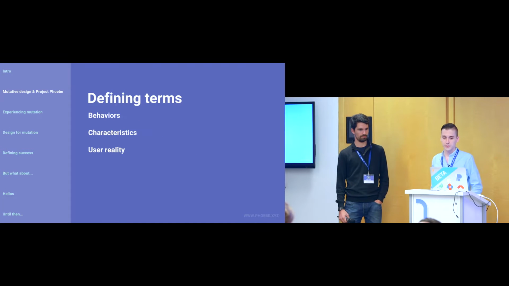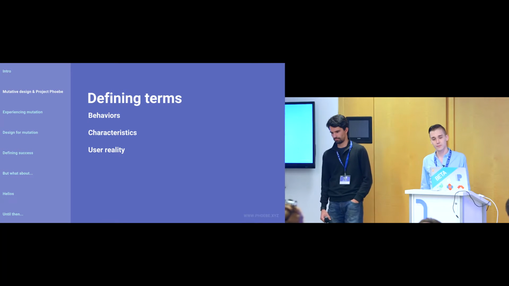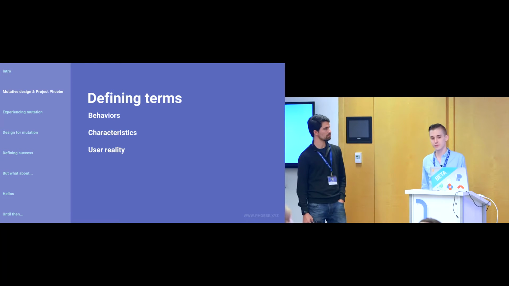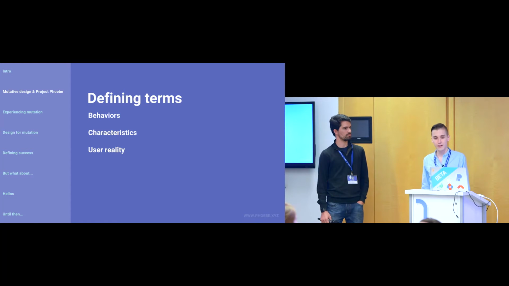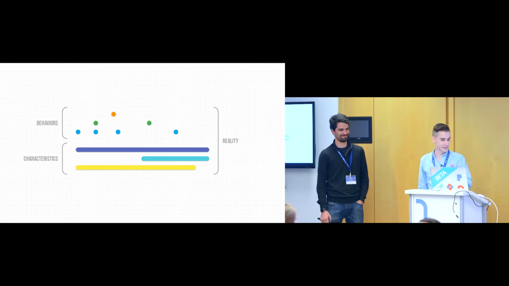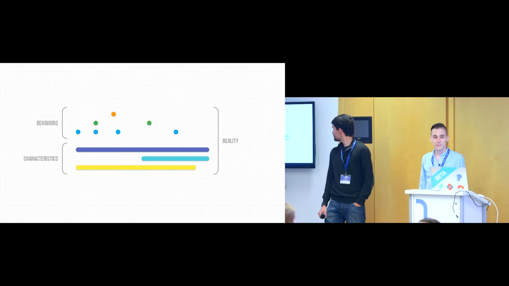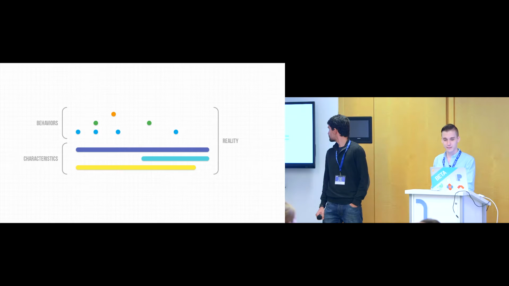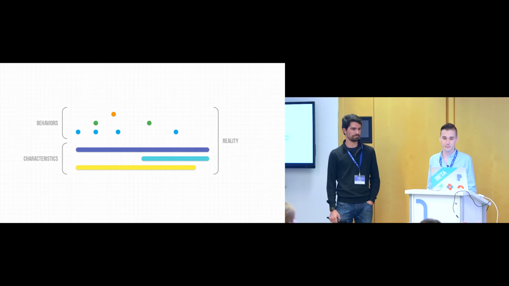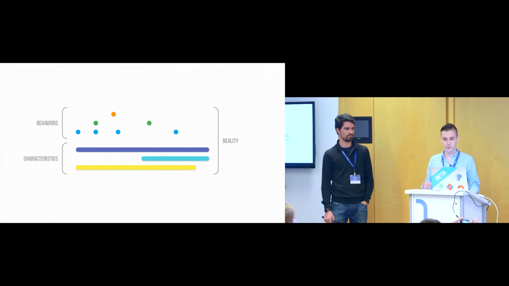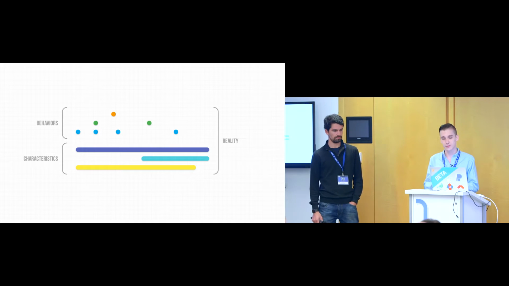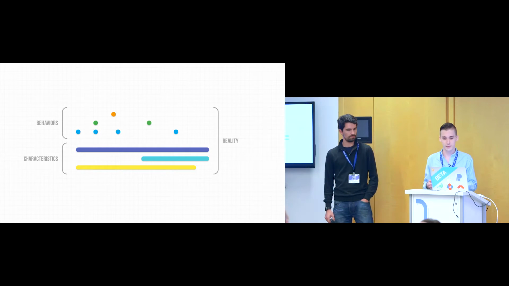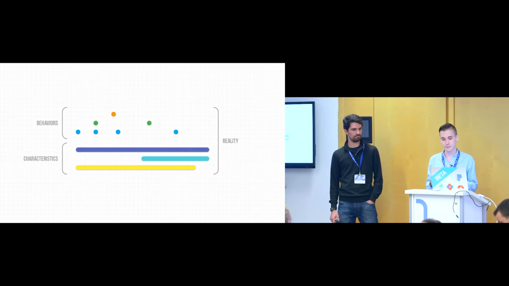Today, first we're going to define some terms that relate to users when we're thinking about mutative design. Three really basic ones are behaviors, characteristics, and user reality. I define them using this funky chart just to visualize how I think of these. Behaviors are sporadic. They could be repetitive. They could happen only once. They could happen a couple of times. And characteristics are more like ongoing long-term things that are ongoing realities for the user. And the user reality is all of those things combined. So it's the full picture of who the user is from start to finish.